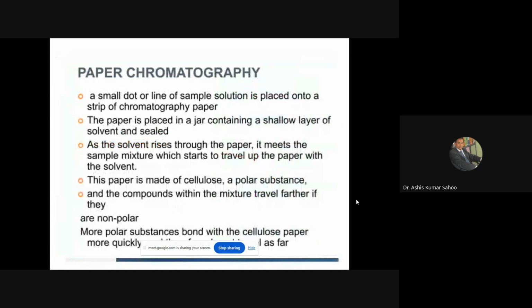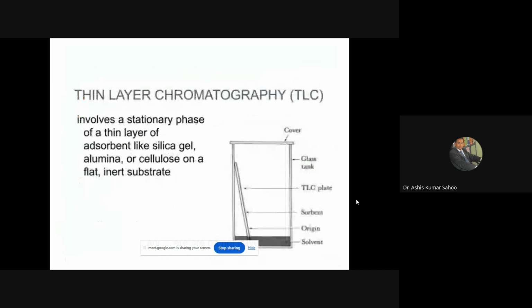A small dot or line of sample solution is placed on a strip of chromatography paper. The paper is placed in a jar containing a shallow layer of solvent and sealed. As the solvent rises through the paper, it meets the sample mixture, which starts to travel up the paper with the solvent. This paper is made of cellulose. The stationary phase is cellulose, with a polar solvent, and the compounds within the mixture travel further if they are non-polar. So next, thin layer chromatography.